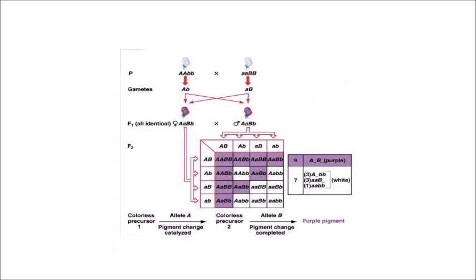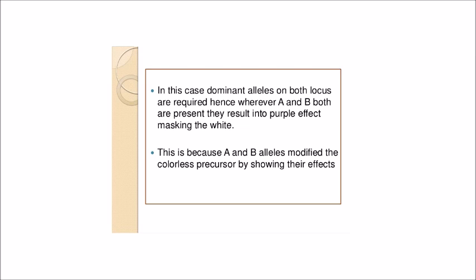Also, as for remarks, in this case dominant alleles on both loci are required. Hence, whenever capital A and capital B are both present, they result in a purple effect, masking the white. This is because capital A and capital B alleles modify the colorless precursor by showing their effects.